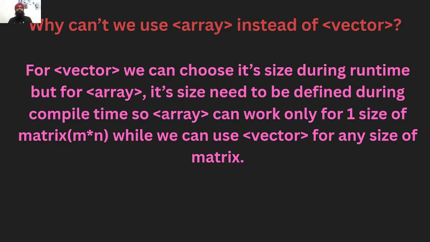Let's say I choose an array and write that its size is n. Then I can't enter the value of n during runtime. The value of n must be defined during compile time. So an array can work only for one type of matrix. While for a vector, we can just write that this is a vector of size n, and then we can enter the value of n during runtime. So we can use a vector for any size of matrix according to our need.